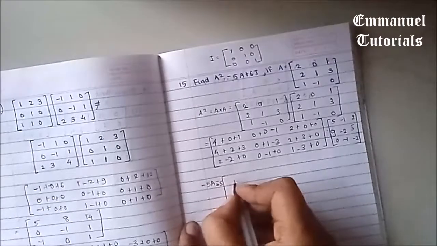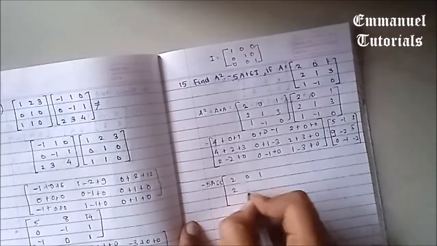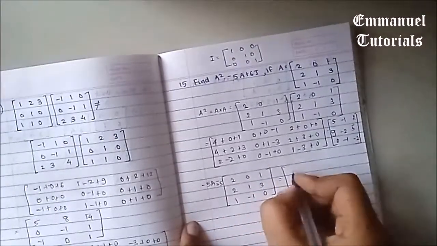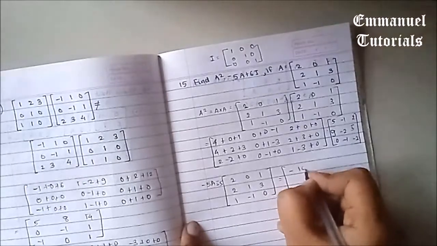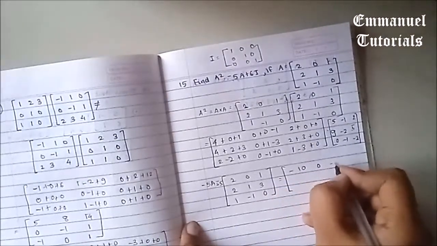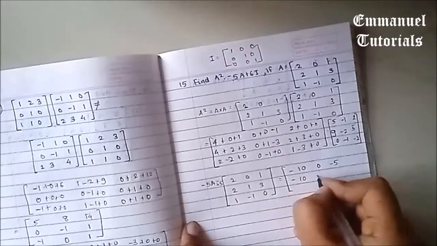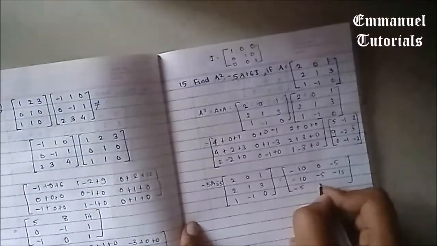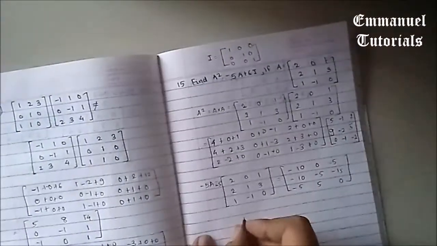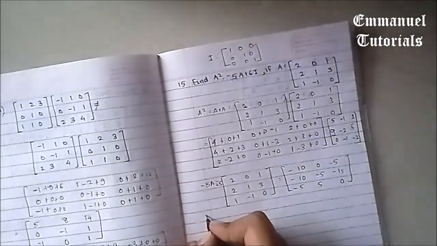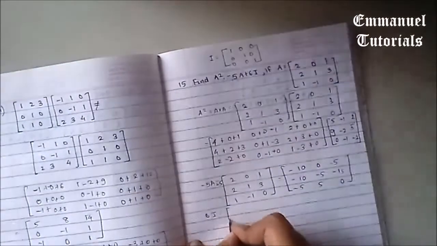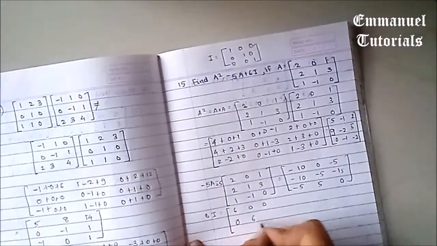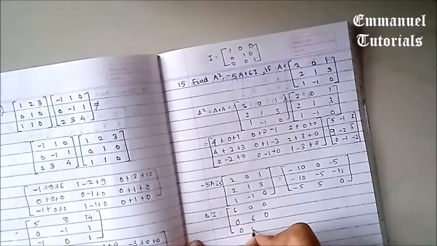minus 5 into this. So it is 2, 0, 1, 2, 1, 3, 1, minus 1, 0, which is equal to minus 10, 0, minus 5, minus 10, minus 5, minus 15, minus 5, 5, 0. Now 6i. 6i is 6 times the identity matrix, which is equal to 6, 0, 0, 0, 6, 0, 0, 0, 6.